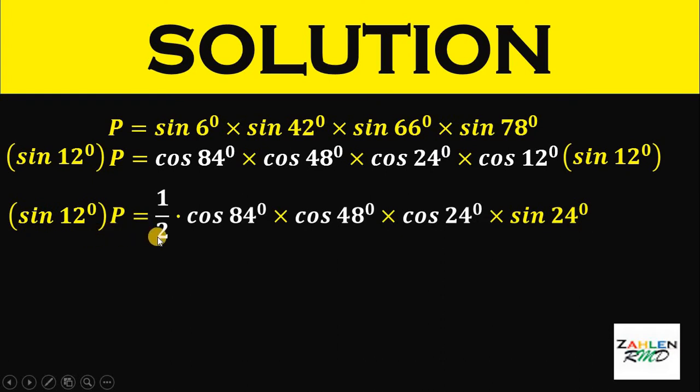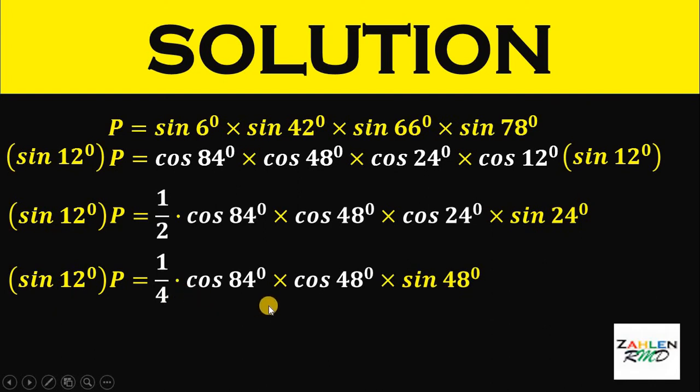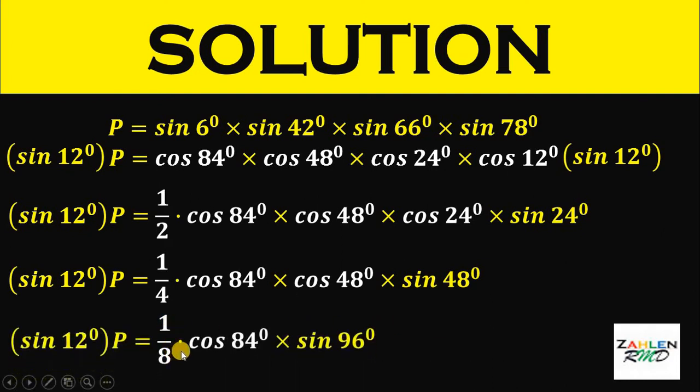sine of 12 degrees times P equals 1 half times cosine 84 degrees times cosine 48 degrees times cosine 24 degrees times sine of 24 degrees. Again, using the same identity, cosine of 24 degrees times sine 24 degrees is equal to sine of 48 degrees all over 2. Therefore, our equation becomes 1/4 times cosine 84 degrees times cosine of 48 degrees times sine of 48 degrees. Again, using the same identity, cosine 48 degrees times sine 48 degrees is equal to sine of 2 times 48 or simply 96 degrees divided by 2. And our equation now becomes 1/8 times cosine 84 degrees times sine of 96 degrees.